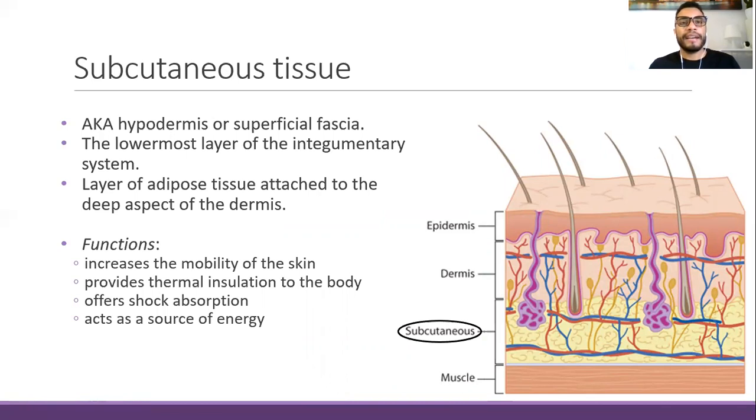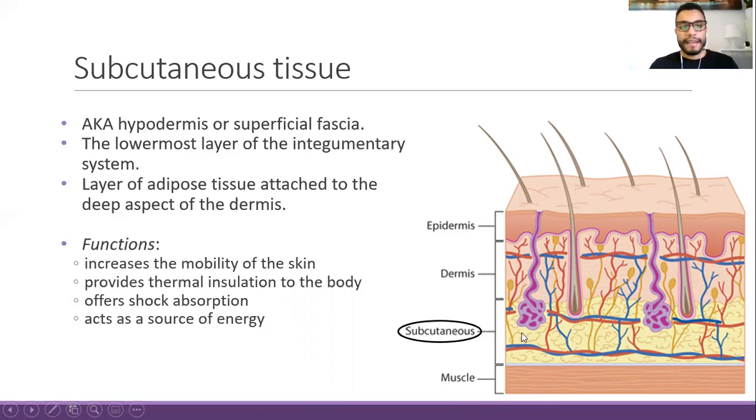And finally, we have the subcutaneous tissue. Again, the subcutaneous tissue is not part of the skin. This is part of the integumentary system. This is also known as hypodermis or superficial fascia. This is the lowermost layer of the integumentary system. It is constituted by adipose tissue attached to the deep aspect of the dermis. So we have epidermis, dermis, subcutaneous or hypodermis.